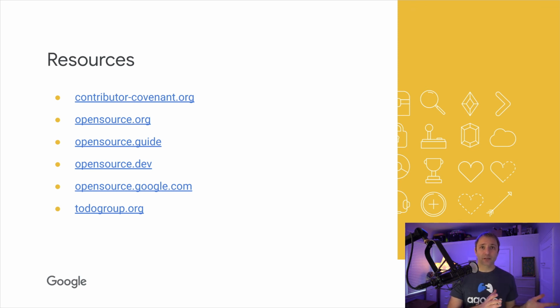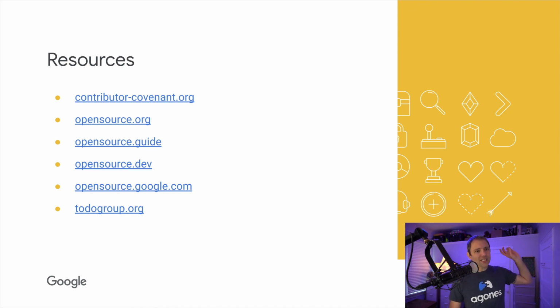Contributorcovenant.org is a great place to start. That is a code of conduct that you can pretty much just lift and drop into your project and follow. It's used by a lot of open source projects, very well maintained. They've had several versions of it. Definitely check that out. That is very, very useful.